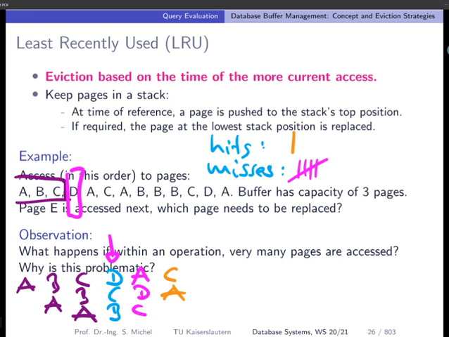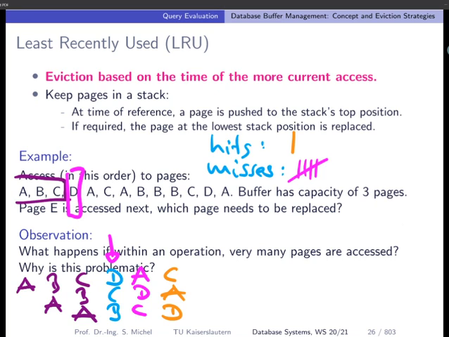This is important. So you see, compared to FIFO, here it is reflected that C was again accessed. So the least recently used ones are staying in the buffer, independent of the time of the first insertion.